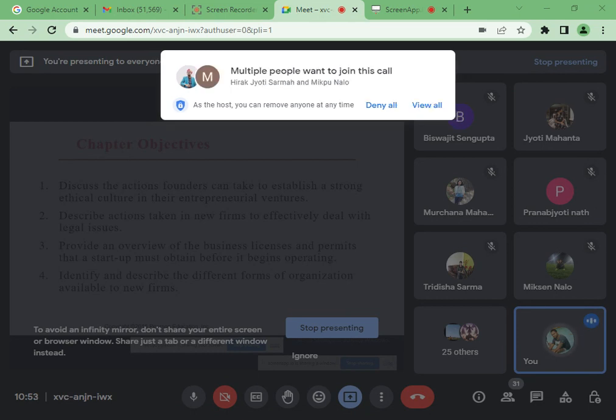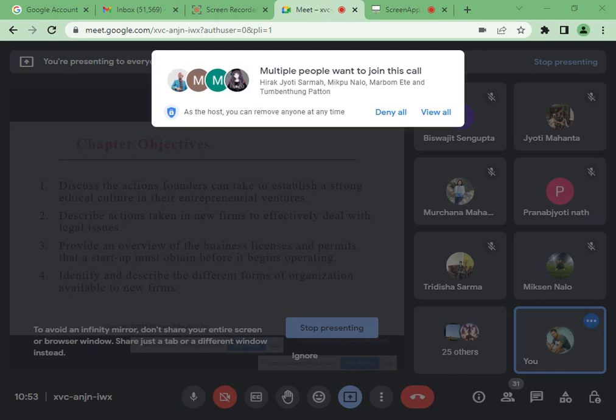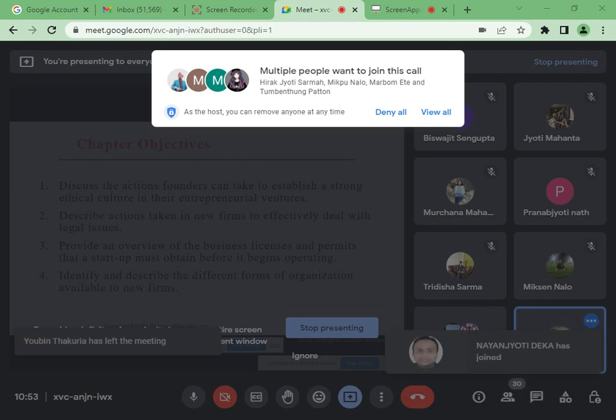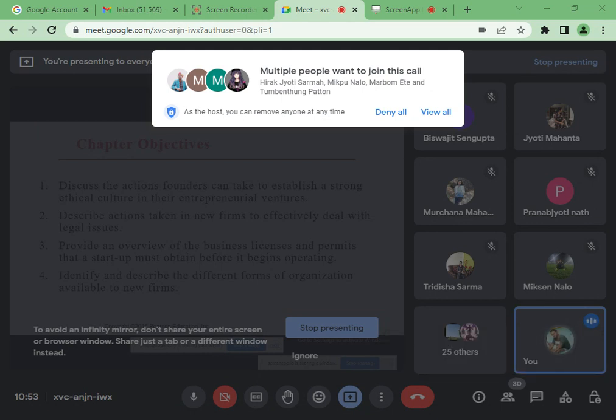Next is to describe actions taken in new firms to effectively deal with legal issues. So what are the legal issues a firm can face and how can they deal with them? Next is to provide an overview of the business licenses and permits that a startup must obtain before it begins operating. So before we start anything, we should have the license and permit for that business. Then only can we do a startup. Next, the last of these objectives is to identify and describe the different forms of organization available to new firms.